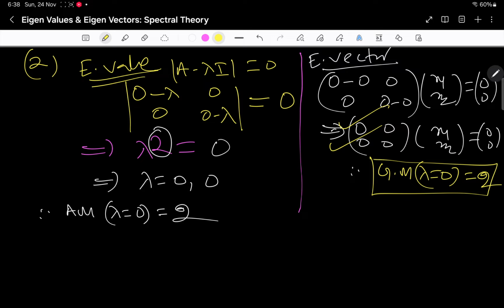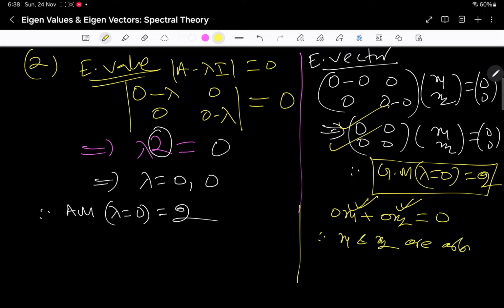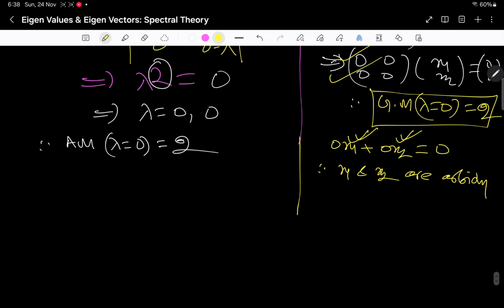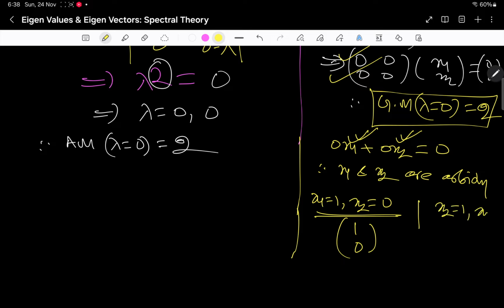So what will happen if you really want to write the vector? 0x1 plus 0x2 is equal to 0 means anything. x1 can be anything, x2 can be anything. So x1 and x2 are arbitrary. Therefore, putting x1 as 1 and x2 as 0, I am getting 1 0 as the eigenvector. Again putting x2 as 1 and x1 as 0, I am getting 0 1 as the eigenvector. So these are independent.